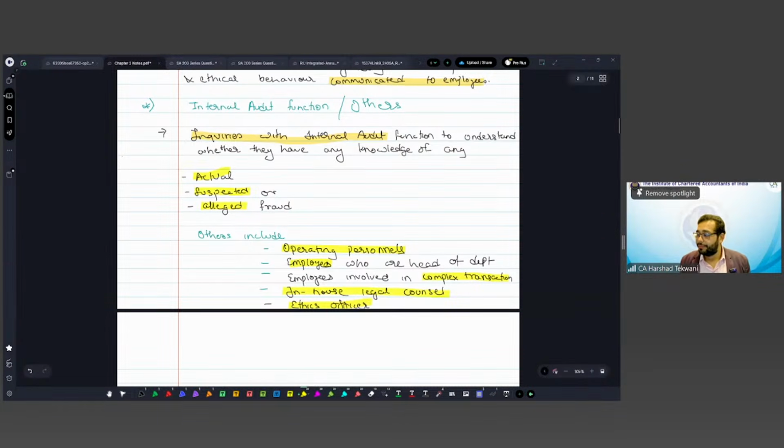What is the next step? In planning, I'm still in the planning phase. I have not gone to the execution. Then we can evaluate the reason for the fraud risk, from where it is coming.